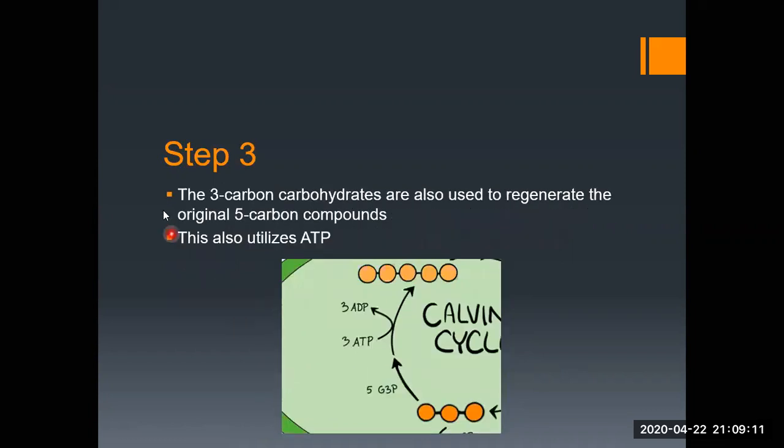What next? In the third step of the dark reaction of the Calvin cycle, the 3 carbon carbohydrates are also used to regenerate the original 5 carbon compound. Yes, these 3 carbon molecules are used to generate this 5 carbon compound, and ATP is also utilized here and is converted into ADP.